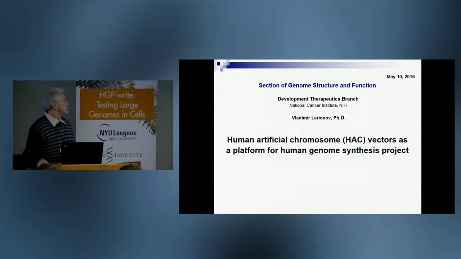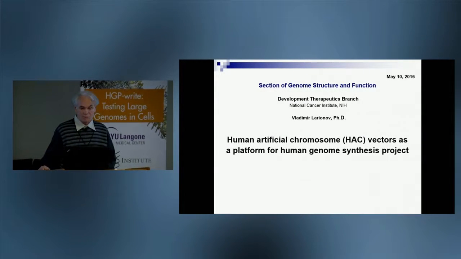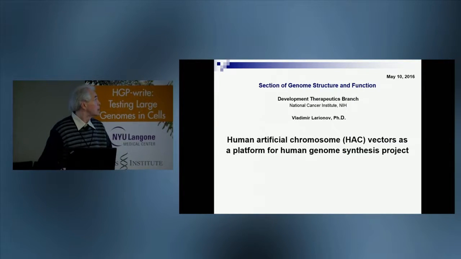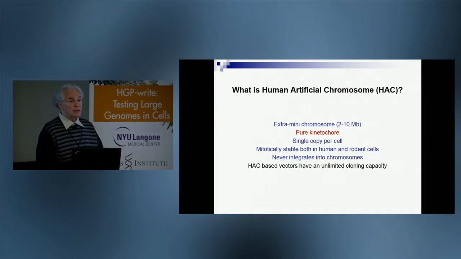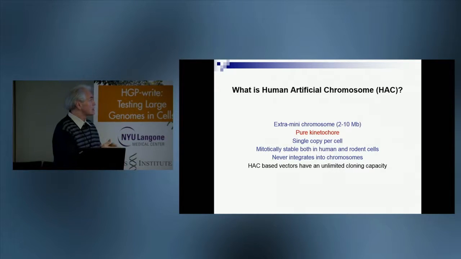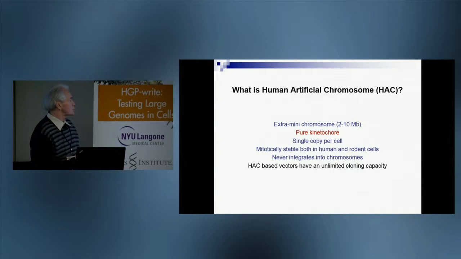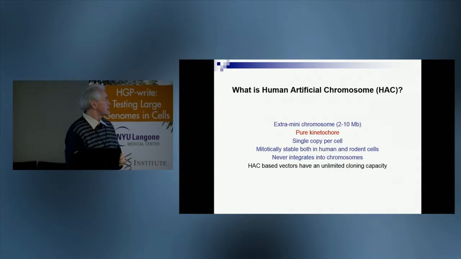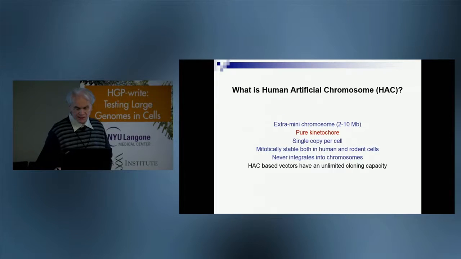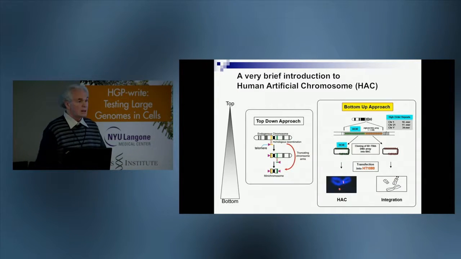Vector as a platform for the human genome synthesis project. What is a human artificial chromosome? This is an extra mini chromosome, 210 megabase in size, with a pure kinetochore, single copy per cell, mitotically stable, never integrating into chromosome, and HAC-based vectors have unlimited cloning capacity.